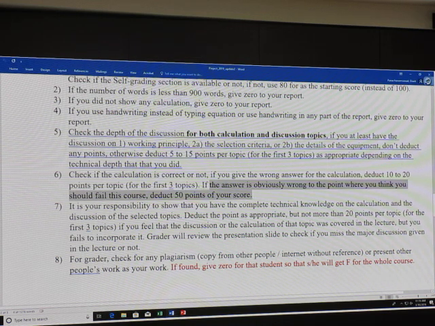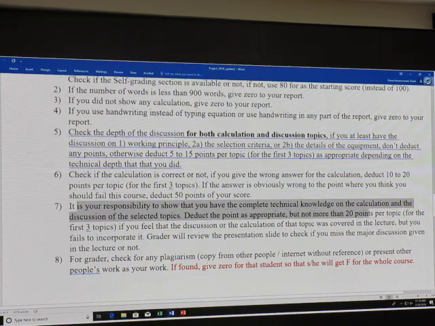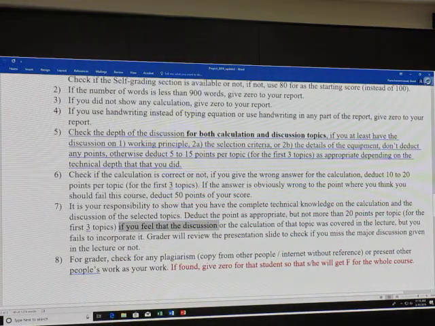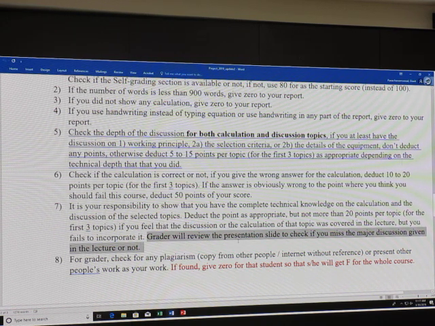Something that really doesn't make sense, I will notice it, okay? It is your responsibility to show that you have complete technical knowledge on the calculation and the discussion of the selected topic. I will give points as appropriate, but not more than 20 points per topic for the first three topics. If you feel that the discussion or the calculation of a topic was covered in the lecture, but you failed to incorporate it, then we will review the presentation slides to check if you missed the major discussion given in the lecture or not.